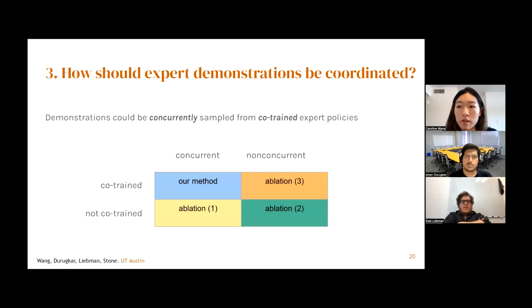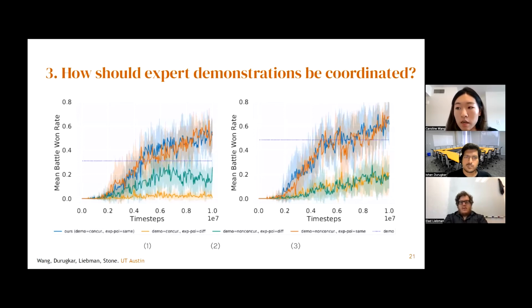So in this experiment, motivated by the last one, we asked the question, in what sense should expert demonstrations be coordinated? We identified two potentially relevant axes. First, the demonstrations could be concurrently sampled, meaning that the K sets of demonstration trajectories are collected simultaneously from K experts acting together in the environment. The demonstrations could also come from co-trained expert policies, which means policies that have been trained together to cooperate and succeed in the desired task. So our method relies on demonstrations that are concurrently sampled from co-trained expert policies, while the others could be considered ablations. And we study all four combinations on the 5v6 task to identify which are most significant.